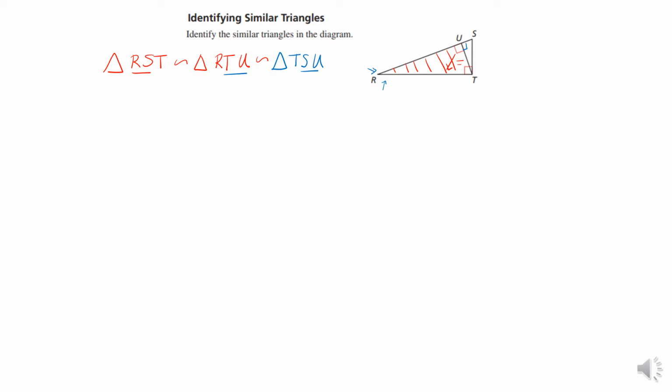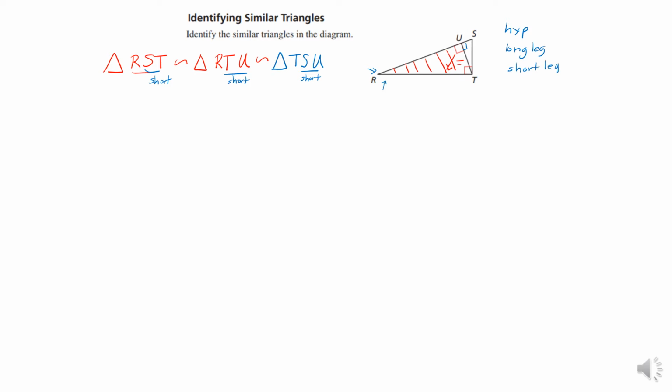And if you notice, ST is the short side of the triangle, and TU is the short side of that triangle, and then SU is the short side of the triangle. So that's another way to look at it. So when you're dividing these triangles up, you can look at the hypotenuse, the long leg, and the short leg. And that will help you be able to put these in order.